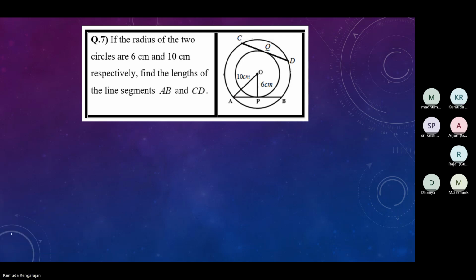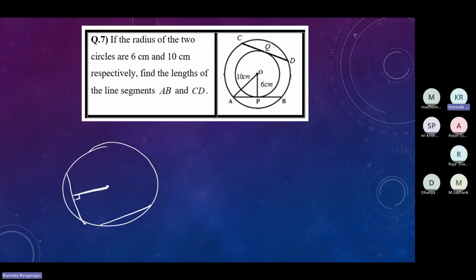9th standard. Circle, chord, center, perpendicular distance from the center. If this distance is equal to this distance, see, this one is not the radius. So if the perpendicular distances from the center are equal, then the chords are equal in length. Conversely, if the chords are equal in length, then their distances from the center also will be equal.